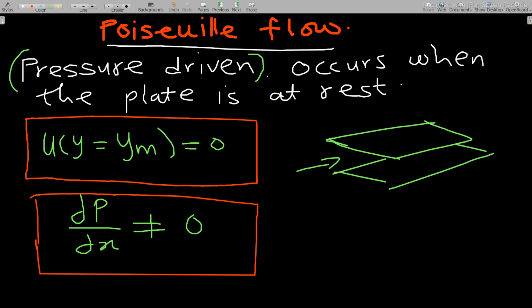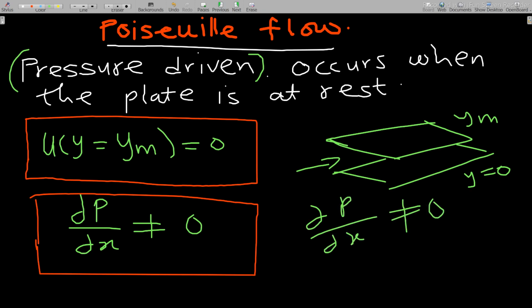Okay, and since the plates are at rest, at the ground height we have y equals zero, but at the maximum height we have y is equal to y max. At that point the velocity is zero because the plates are all at rest, and also since it is being caused by pressure gradient, as we discussed the other time, del p del x is not equal to zero. Then if this happens, what can we derive from this?